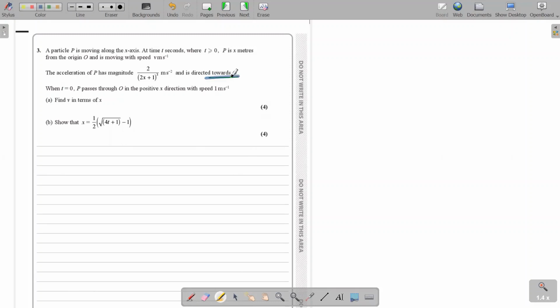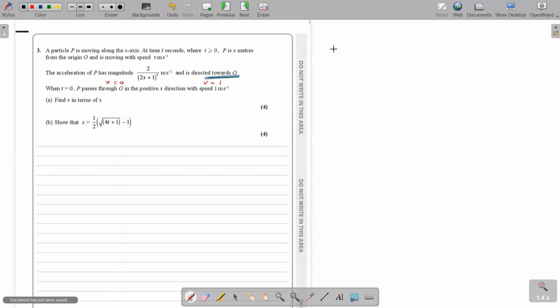Okay, so if it's directed towards the origin, you need to realize the acceleration you have to use as a negative figure, right? So you have to take the negative of this value here. When time is 0, P passes through the origin. So at time 0, in other words, x is 0, with speed, velocity 1. Okay, the v value is 1. Find v in terms of x.